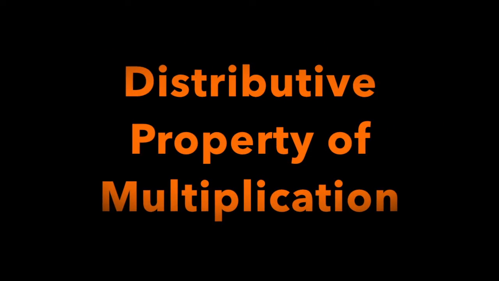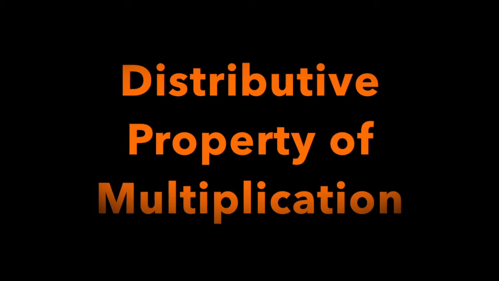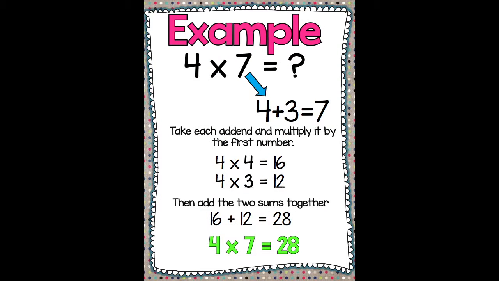Now let's practice the distributive property of multiplication. In the distributive property of multiplication, a multiplication fact can be broken apart into the sum of 2 other multiplication facts. For example, 4 times 7, I can break apart the 7 into 4 and 3 because 4 plus 3 equals 7. So I will take each addend and multiply it by the first number.